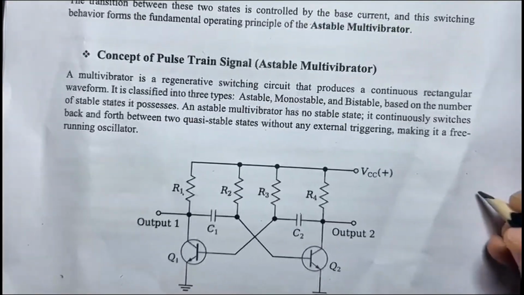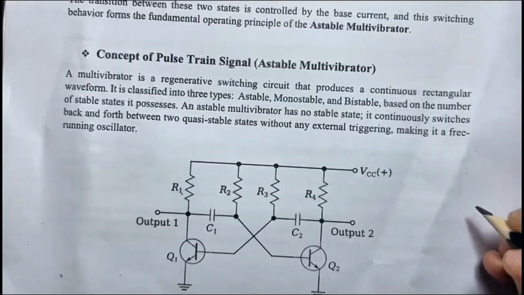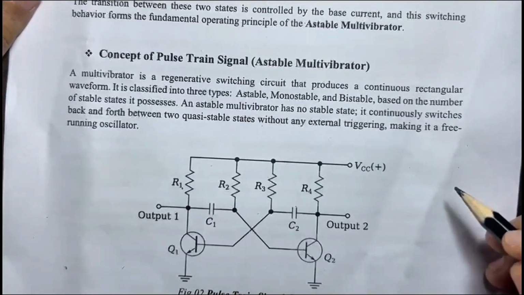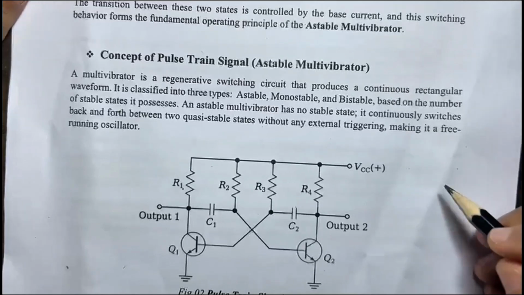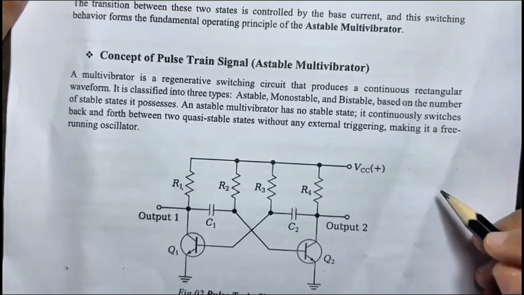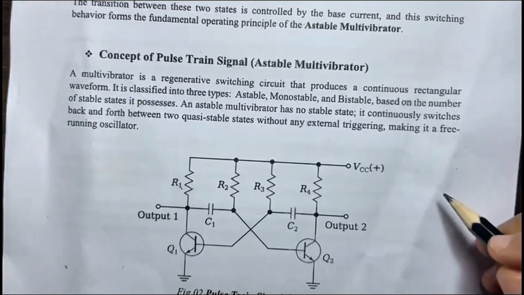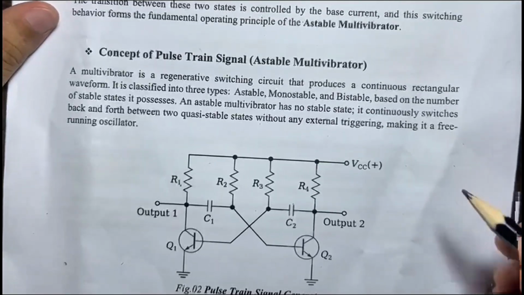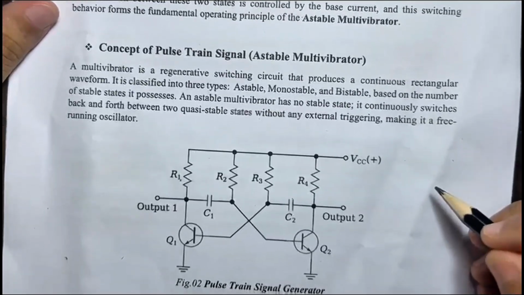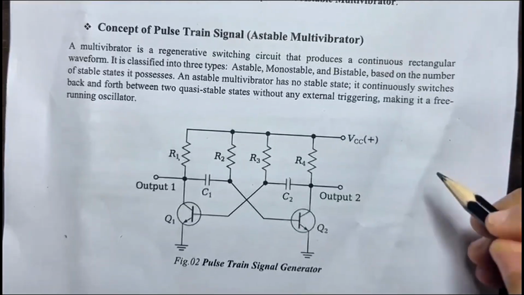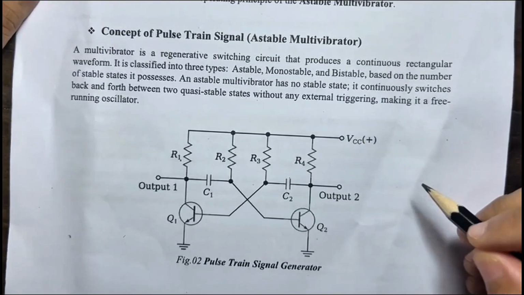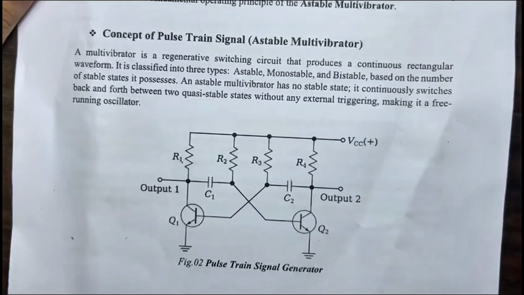So let's begin. First of all, what is a multivibrator? A multivibrator is a two-stage switching circuit. There are three types of multivibrator: monostable, bistable and astable. In an astable multivibrator, there is no stable state. That means the output of the circuit continuously changes between two states, and the duration for which the output remains in one particular state can be controlled by passive elements like resistors and capacitors.